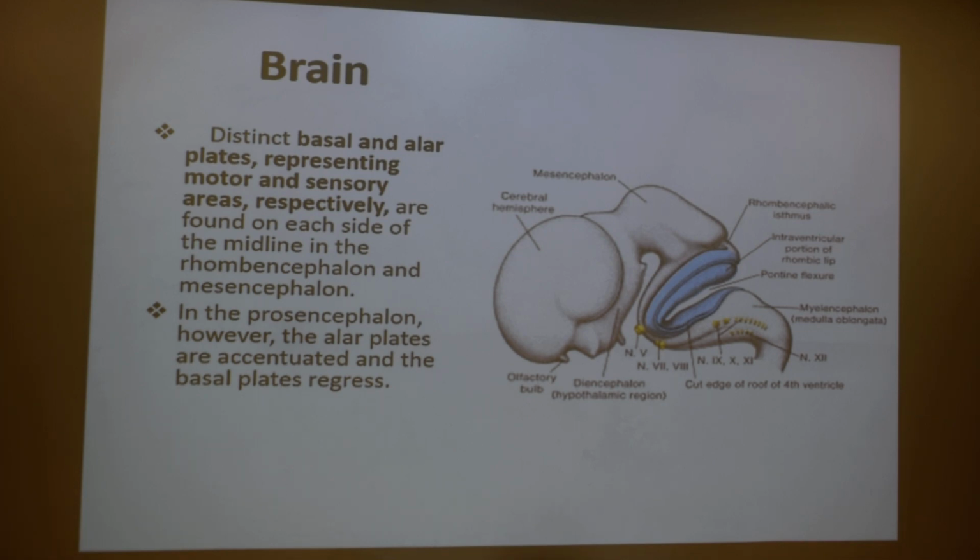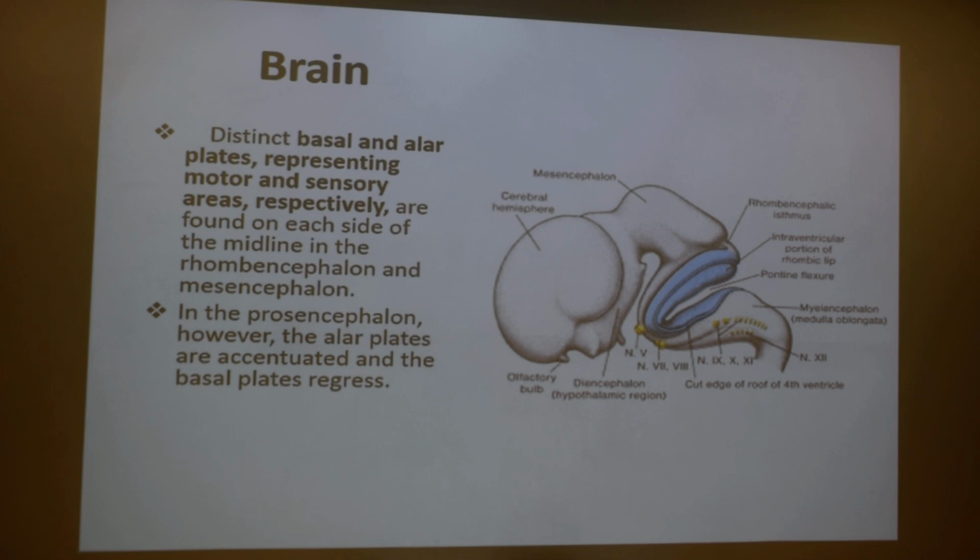When we finished last time with the development of the nervous system, we said that there are three vesicles in the cranial part of the neural tube. These three vesicles, which we call the prosencephalon, the mesencephalon, and the rhombencephalon, are going to give rise to the major part of the brain, the cerebrum, and the parts of the brainstem.